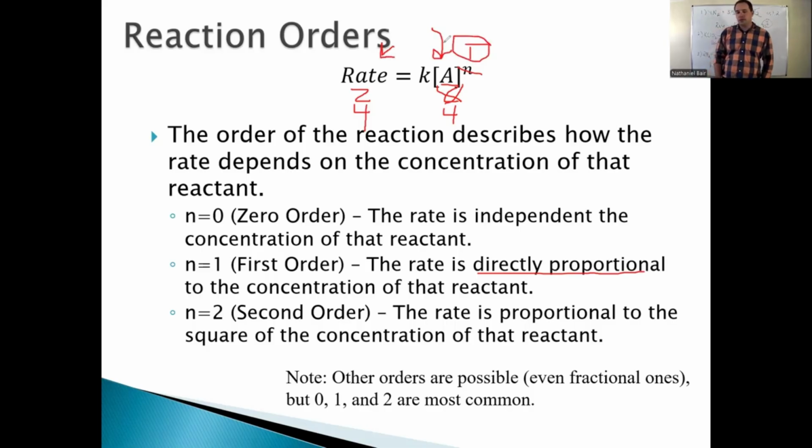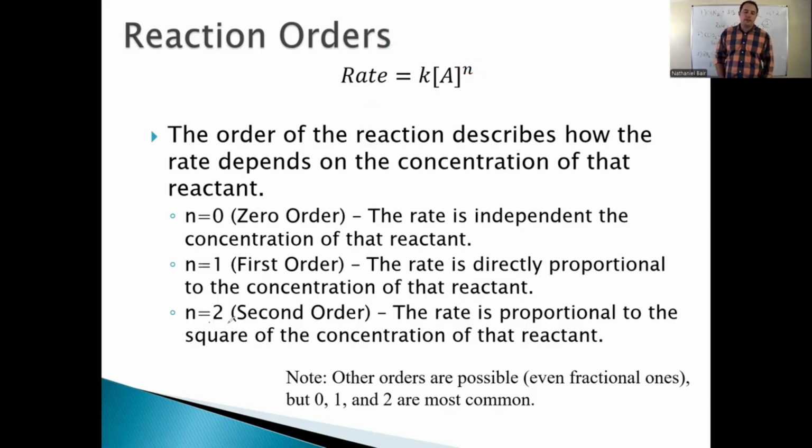So if I double the concentration, I double the rate. If I cut the concentration in half, I would cut the rate in half. If I triple the concentration, I would triple the rate. So first order reactants are easy. Whatever you do to that reactant's concentration, you do the same thing to the rate.